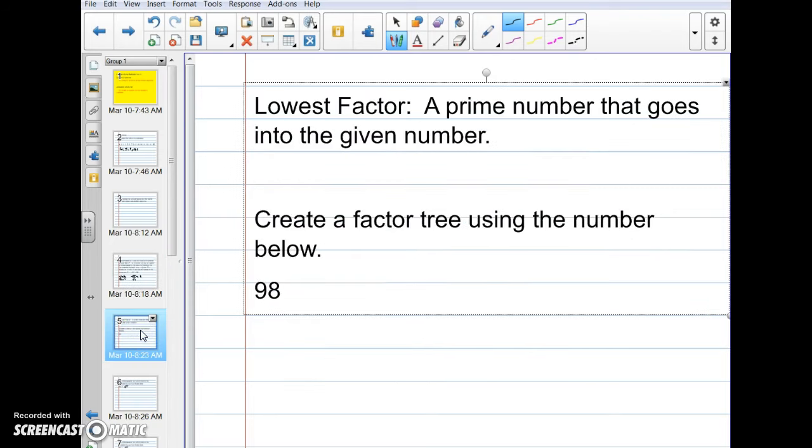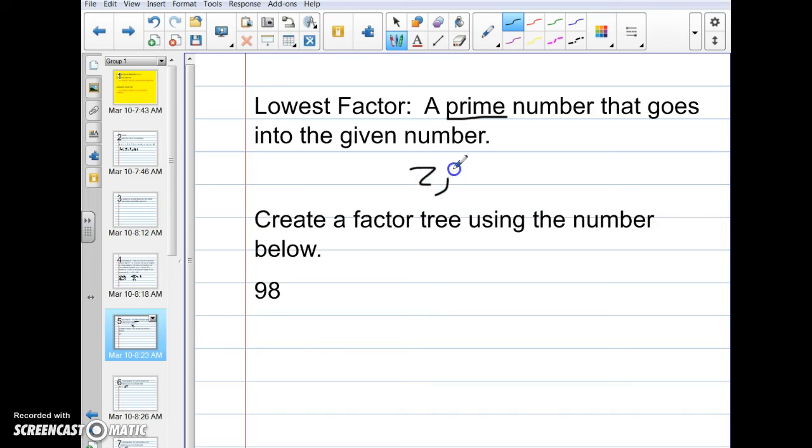Now what we're going to do is create factor trees to be able to find square roots of numbers. So we're going to talk about lowest factor. Lowest factor is a prime number that goes into the given number. I want to remind you, a prime number is a number that can only be divided by itself and 1. So for example, 2 is a prime number. 3 is a prime number. 4 is not a prime number because 4 is divisible by 2. 5 is a prime number. These numbers can only be divided by themselves and 1.